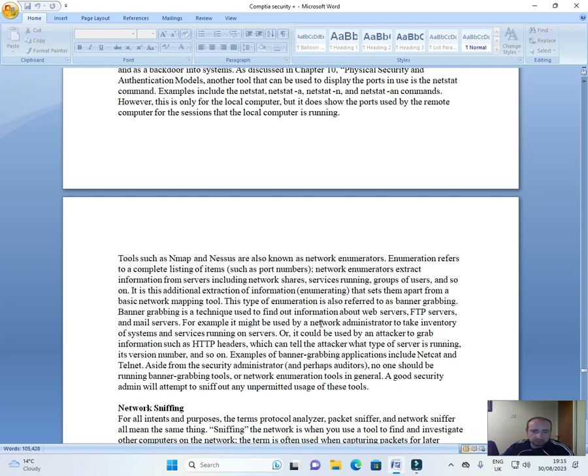Banner grabbing is a technique used to find out information about web servers, FTP servers, and mail servers. For example, it might be used by a network administrator to take inventory of systems and services running on servers, or it could be used by an attacker to grab information such as HTTP headers, which can tell the attacker what type of server is running, its version number, and so on. Examples of banner grabbing applications include Netcat and Telnet. Aside from the security administrators or perhaps auditors, no one should be running banner grabbing tools or network enumeration tools in general. A good security admin will attempt to sniff out any unpermitted usage of these tools.